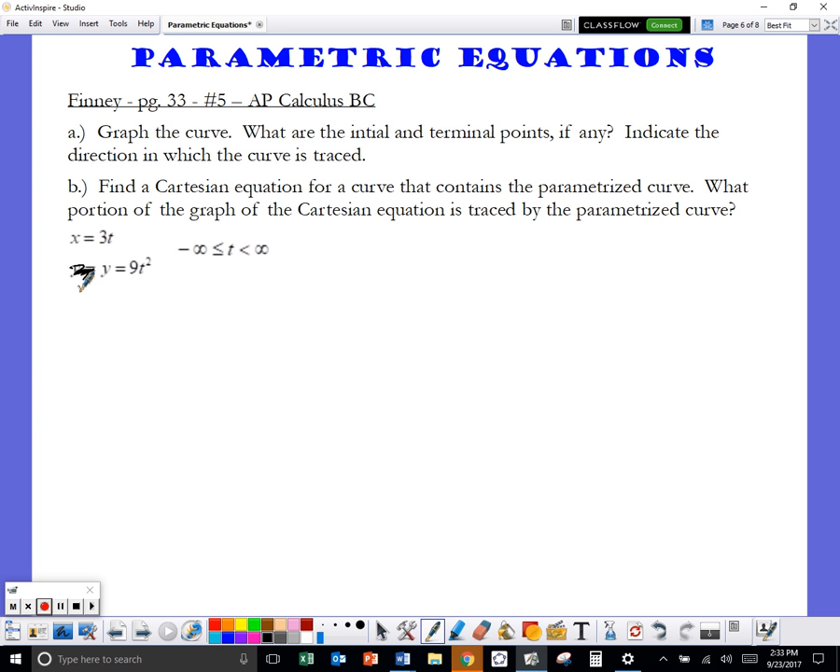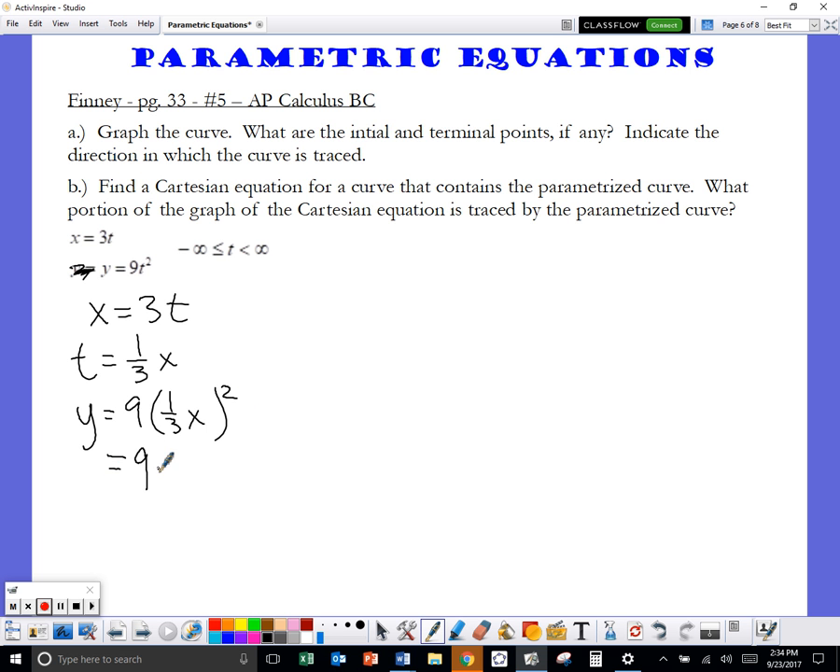All right, so we have x equals 3t and y equals 9t squared. For x equals 3t, that's the easiest one to solve for t. Let's do that. x equals 3t. Dividing both sides by 3, t is equal to 1/3 x. Let's plug that value of t into the y equals equation. So now we're going to have y equals 9 times 1/3 x, and we're going to square that.